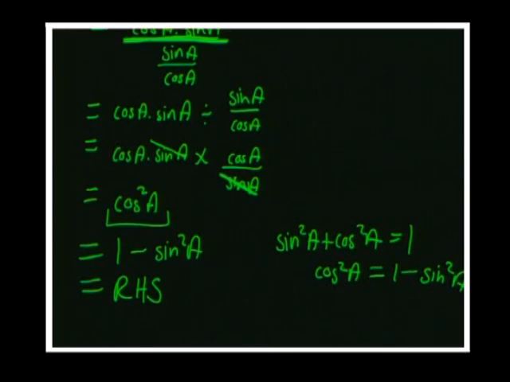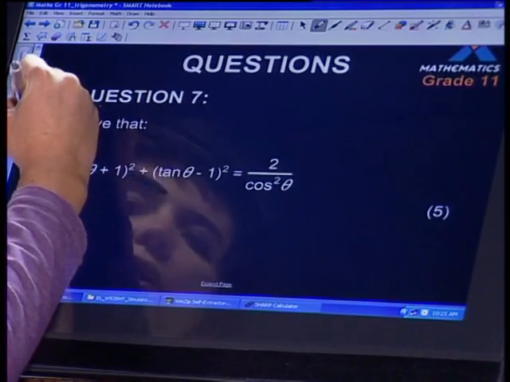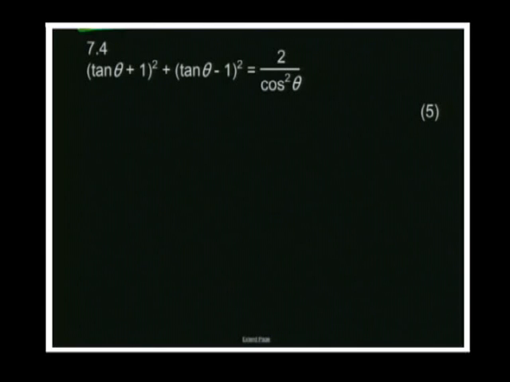Right, let's move on to the next question. Question 7.4, again, prove that. So again, I'm going to work with identities. I'm going to try and get the left-hand side equal to the right-hand side. So let's see what they ask here. Tan theta plus 1, everything squared, plus tan theta minus 1, everything squared, should eventually give you 2 over cos squared theta. I'm going to start with my left-hand side since that looks more complex.